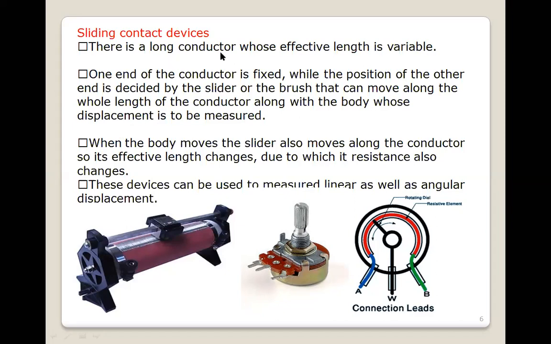So there is a long conductor whose effective length is variable. One end of the conductor is fixed, while the position of the other end is decided by the slider or a brush that can be moved along the whole length of the conductor. This type of sliding contact variable resistance is something you have already used in different electrical applications.